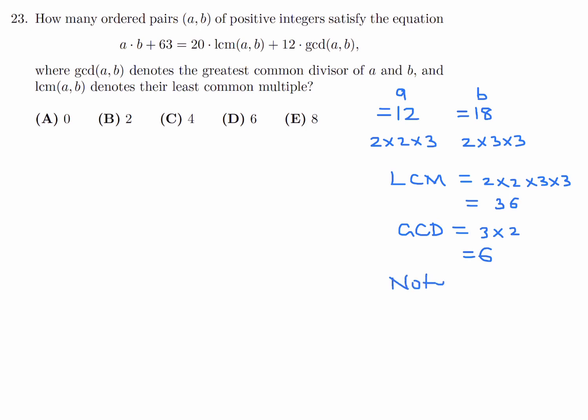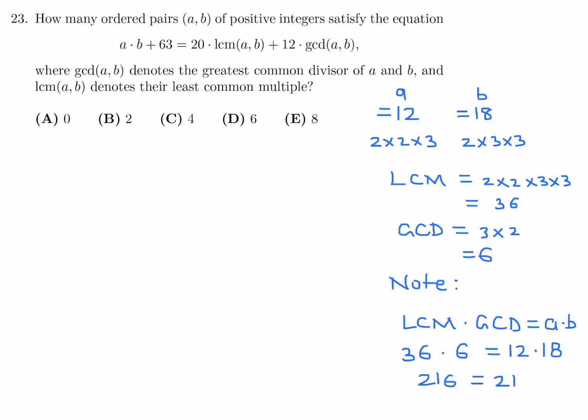Now note, this is not just true for this example, but it's true in general, that the LCM multiplied by the GCD will be equivalent to the two numbers multiplied by each other. So in this case, it was 36 times 6, and a times b is 12 times 18. 36 times 6 is 216, and 12 times 18 is also 216. So this is something that we definitely are going to use in this question, a very important property.